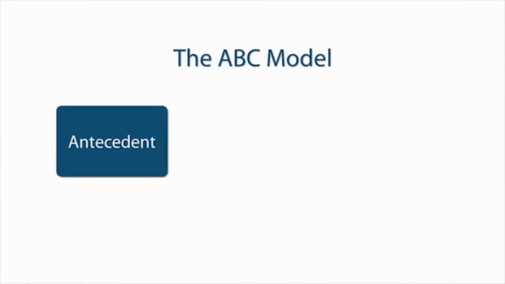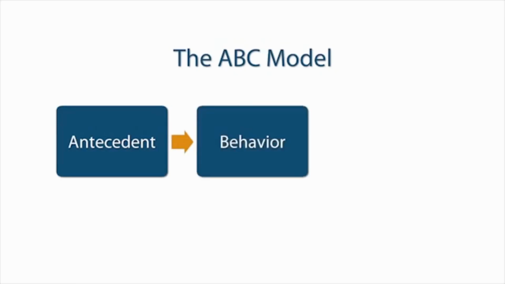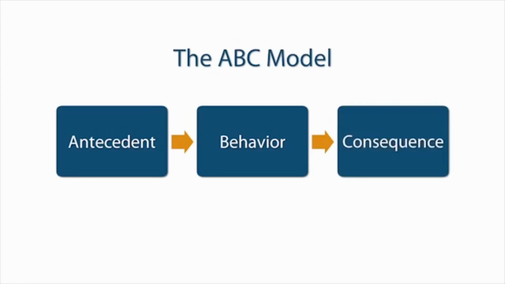The A is the antecedent, what happens before the behavior, like the instruction in our previous example, "Nathan, wash your hands." The B is the behavior itself, Nathan washing his hands. And the C is the consequence, what happens after the behavior, such as when you provide positive reinforcement for a student's correct response. Again, in this example, "Nice job, Nathan. Thanks for washing your hands."